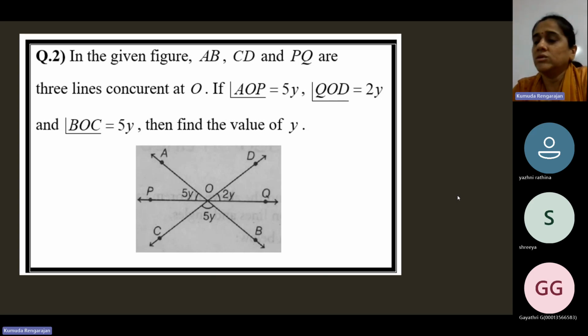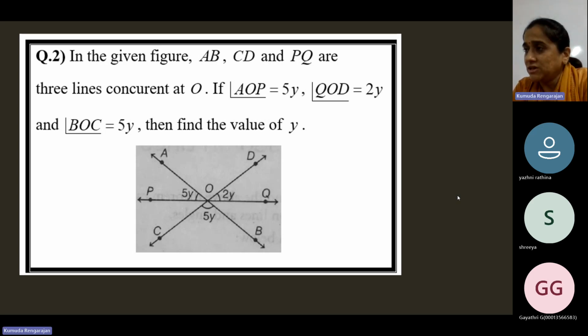Okay, so let me tell you the meaning of this term concurrent. What is the difference between intersecting lines and concurrent lines? When exactly two lines meet at a point, they're called intersecting lines, and the point where they meet is called the point of intersection. When three or more than three lines pass through the same point, then the lines are called concurrent lines, and the point where they meet is called the point of concurrency.